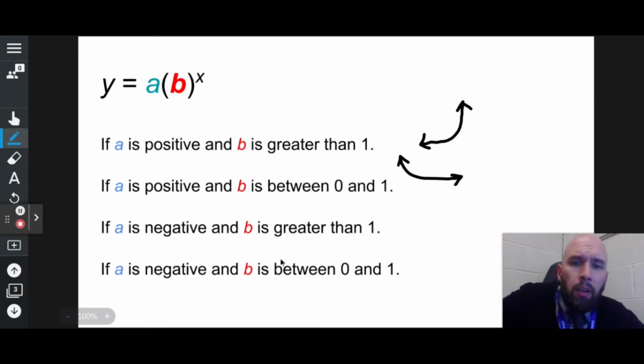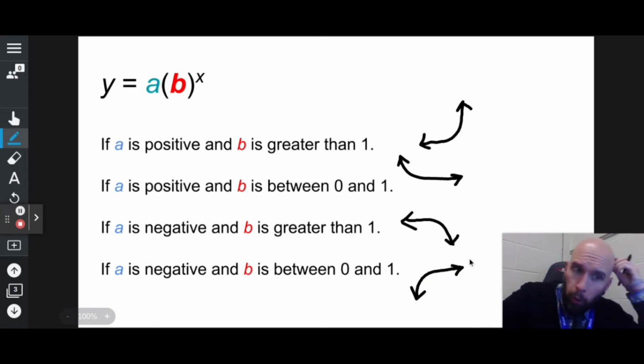If A is negative and B is greater than 1, we're going to have something that looks like this. And if A is negative and B is in between 1 and 0, we start from the bottom, just like Drake, and then we flatten our way out. So those are our four options.